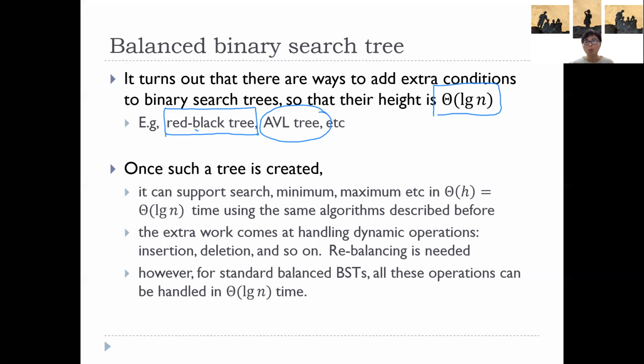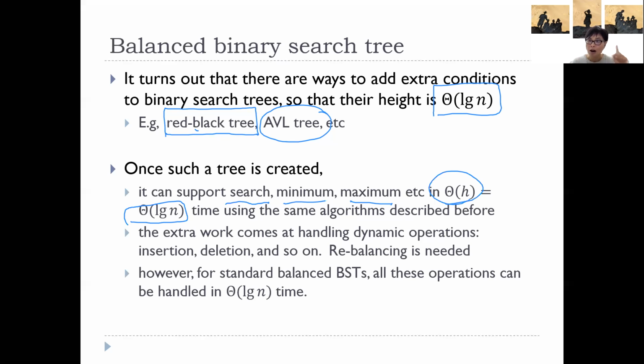One thing I want to point out is that once such a tree is created, it can then support all these operations, search, minimum, maximum, in time proportional to the height of the tree, which is also O(log n), because now the height is log n, using all the algorithms we described before. So the algorithms don't change. It's just that now the tree is nicer, so the time becomes more efficient.